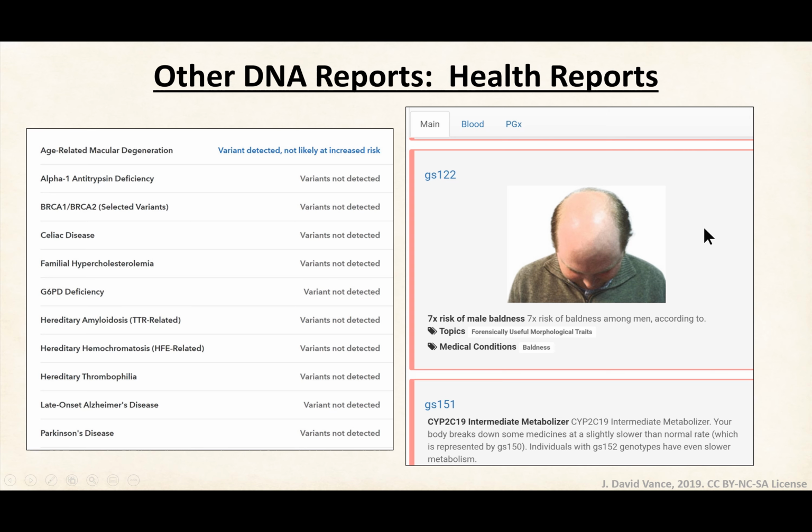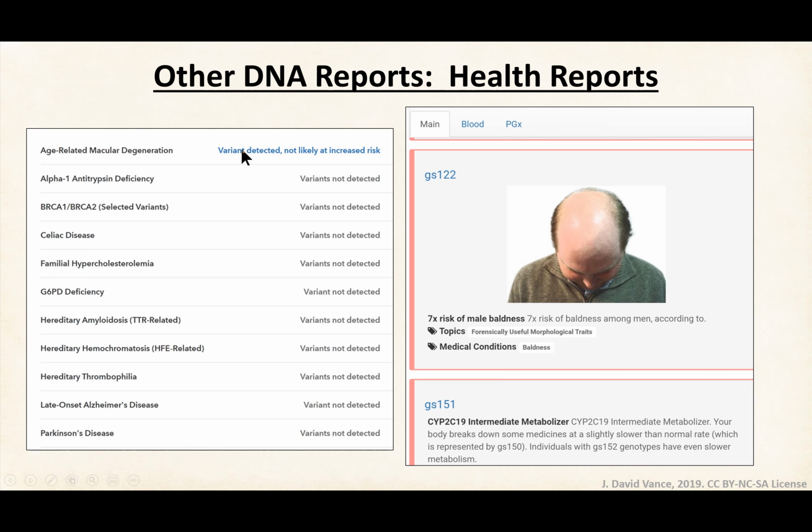Most of these will give you a predisposition report. You may have some of the conditions, you may not. You may never get them. So be a little careful. Don't immediately get scared by a report that says you have a higher predisposition for something bad, because it may or may not happen to you. A lot of people go through life with a predisposition to something and never see it happen.